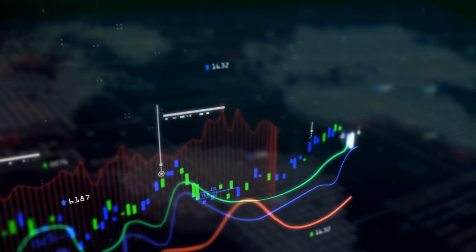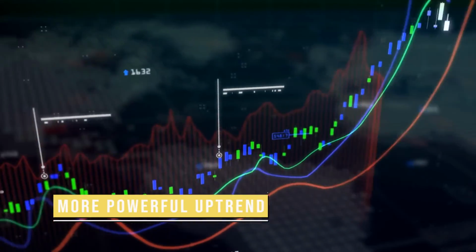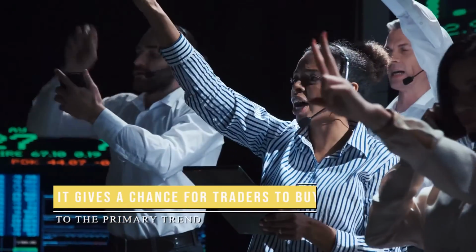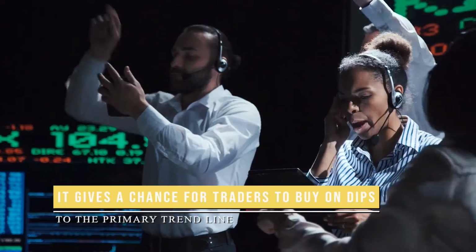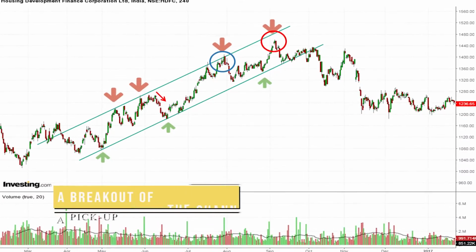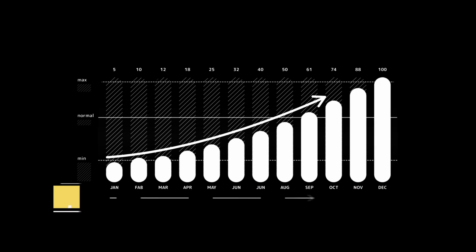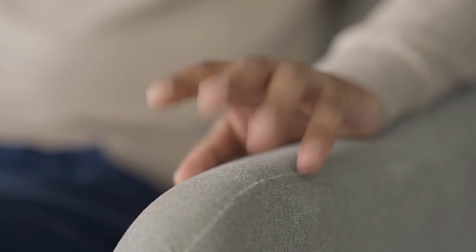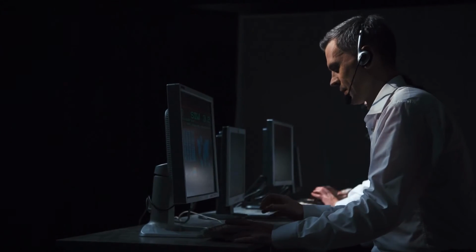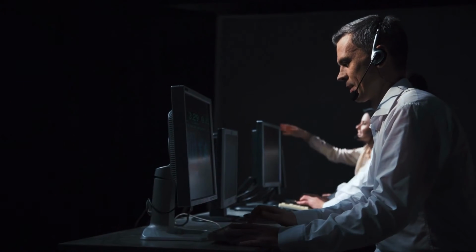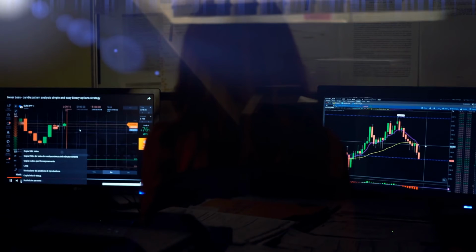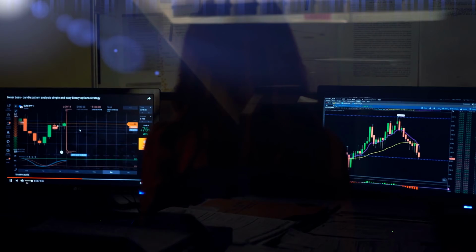A rising channel signals the early phases of a stronger uptrend, and it gives a chance for traders to buy on dips to the support line. A breakout of the channel typically suggests a pickup in momentum, leading to a sharp rally. However, it usually is better to wait for a successful retest of the breakout level to initiate new positions, since, in some cases, a breakout ends up being a bull trap.